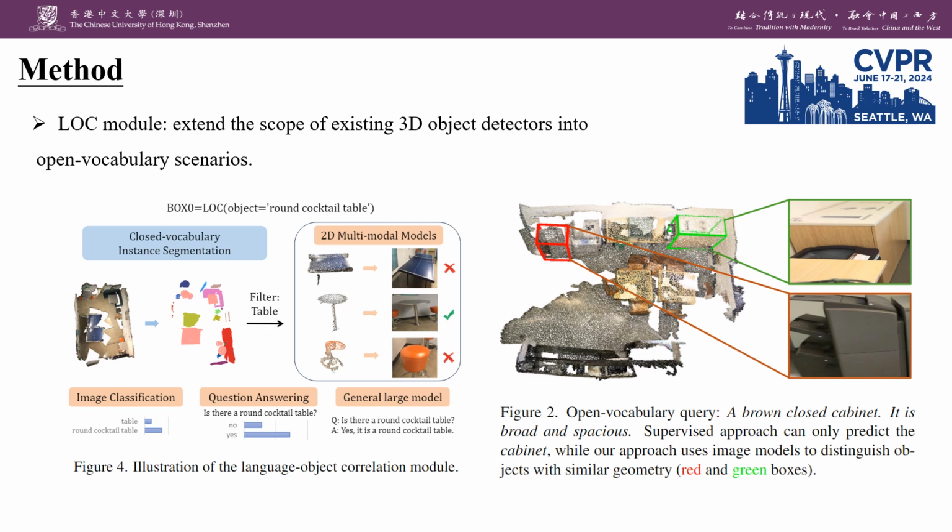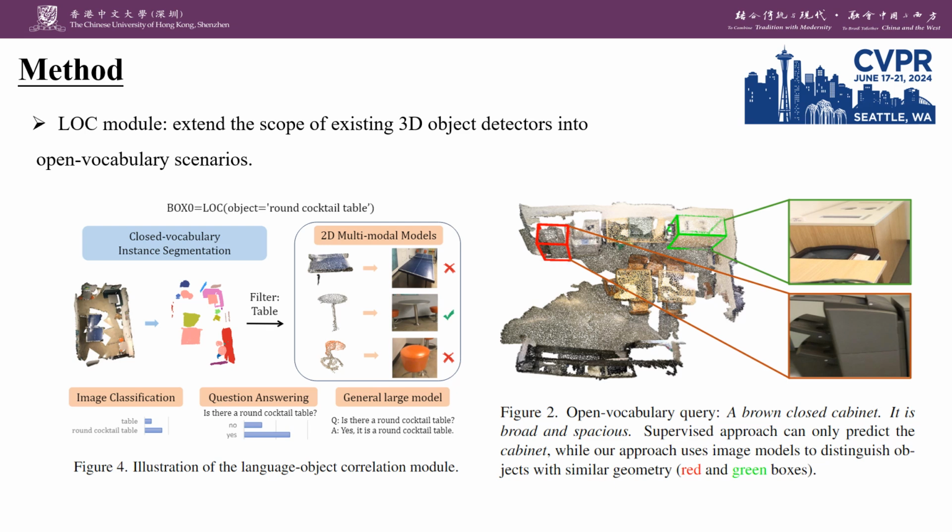And another critical innovation in our research is the language-object correlation module. This module is crucial for extending the capabilities of existing 3D object detectors to handle open vocabulary scenarios. It operates by merging the geometric discernment of 3D point clouds with the fine-grained appearance details from 2D images. For example, if the text description mentions a red chair, these modules help correlate the text with both the 3D shape and the 2D color information to accurately localize the red chair in the 3D space.